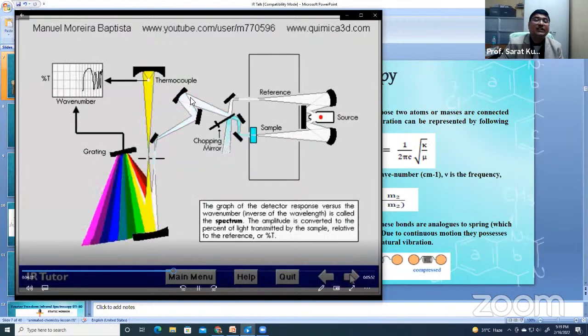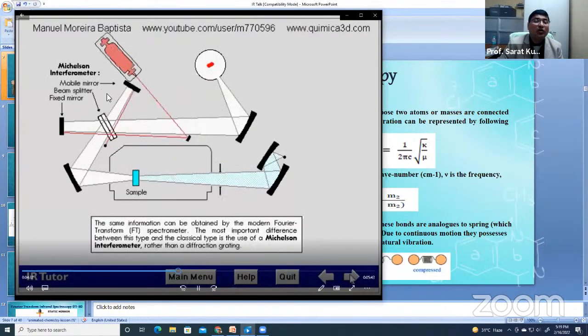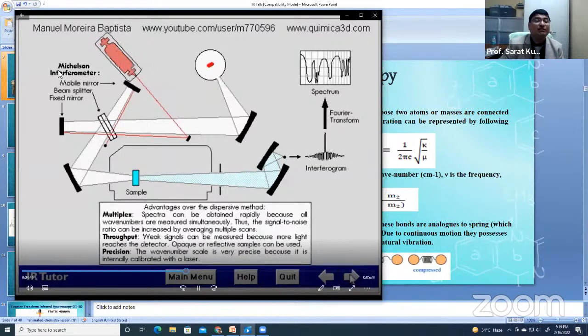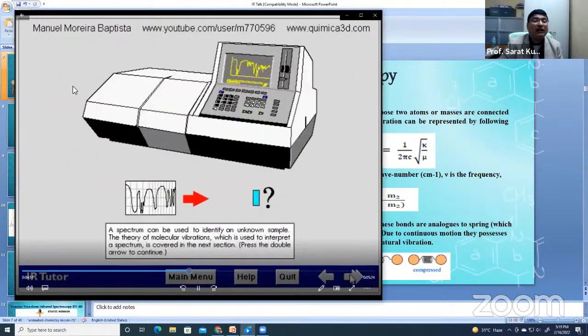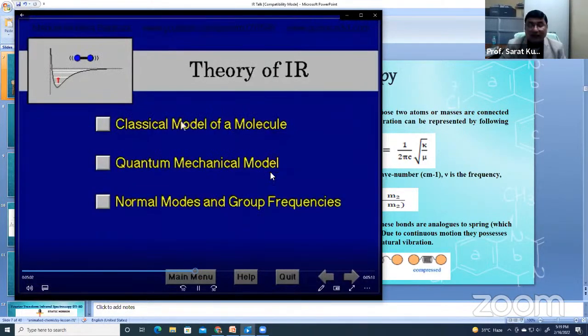If there is a change, the heat is coming to the grating, and you are giving the change in the wavelength. But if we put the Michelson interferometer, then you can get FT, or Fourier transform, spectra. What is the difference? You will see this Michelson interferometer. Then the spectrum comes directly for the particular compound. Now I am taking it to the theory part. Why? What is the change?